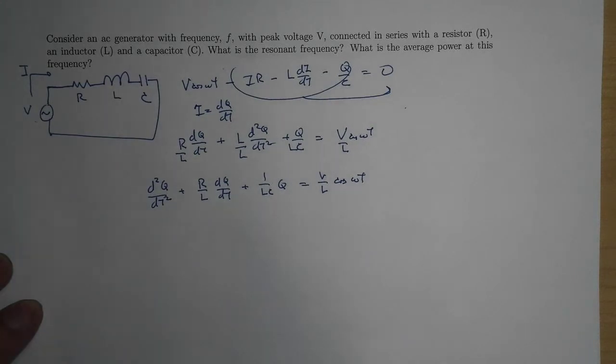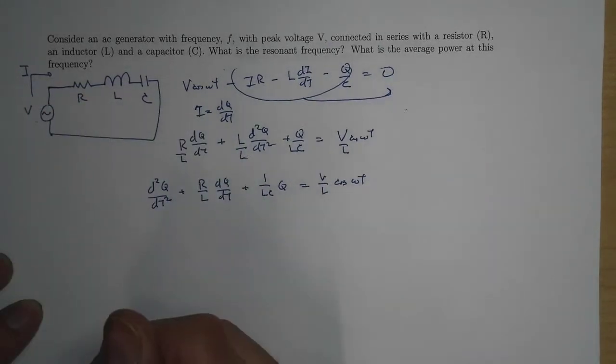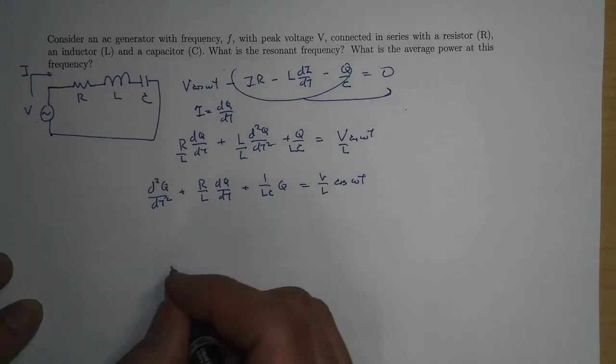In order to solve this problem, I'm going to complexify it first. Then I'm going to get out what the current is going to be. Then I'm going to get out what the power is going to be across the resistor, and then I'll calculate what the average power is going to be. Okay, so got that? Let's just do it.